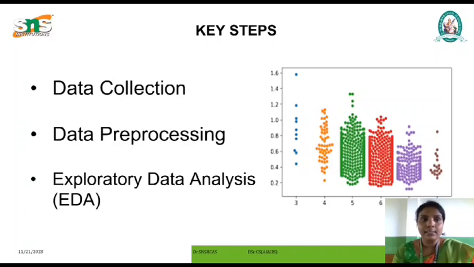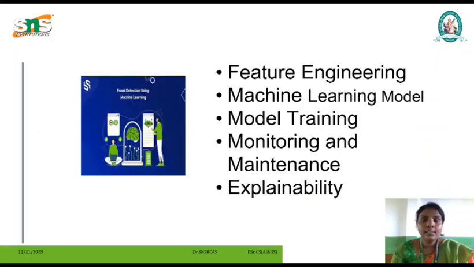gain insights. Next key step is feature engineering, that is, create relevant features such as transaction frequency, geographical anomalies and customer behavior profiles, which can help identify fraud. Next one is the machine learning model, that is, choose the appropriate machine learning algorithm for fraud detection. Common choices include logistic regression, decision tree, random forest, support vector machines and deep learning models like neural networks.